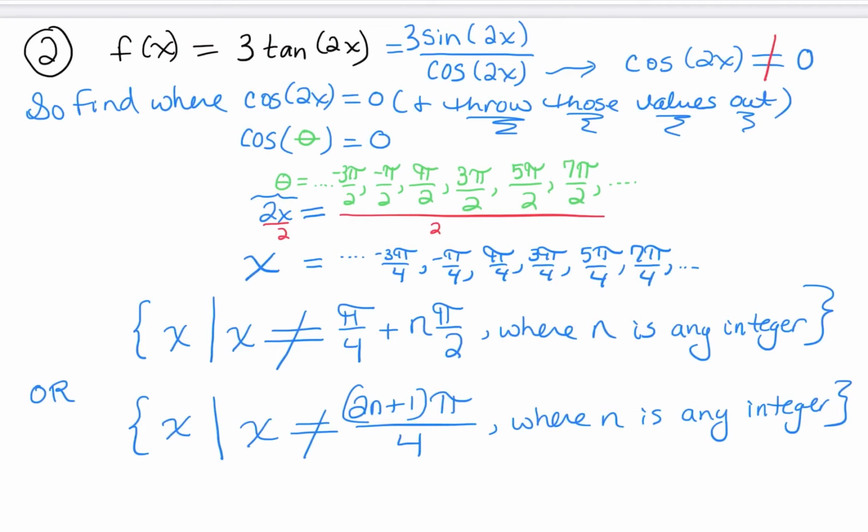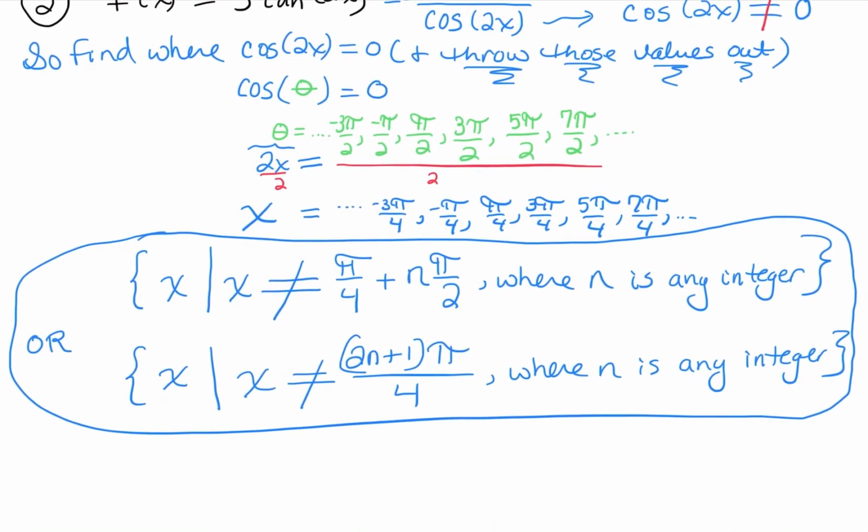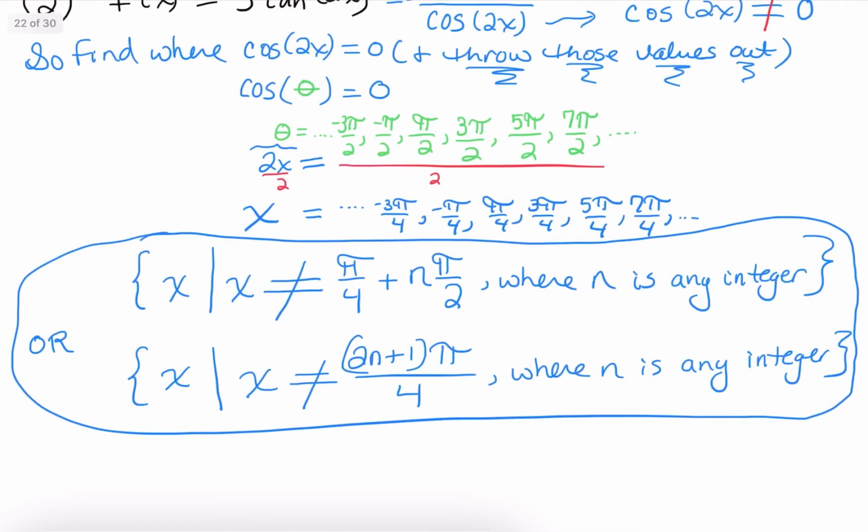Either of these representations would be absolutely fine. And there would be others. I think that your book goes with one of those types of representations. All right, so let's look at just one last example here. So suppose I have a little piecewise function.